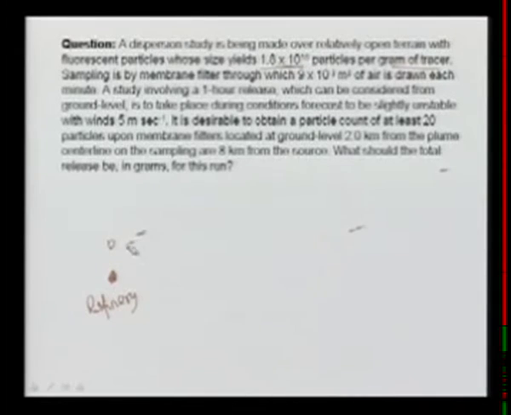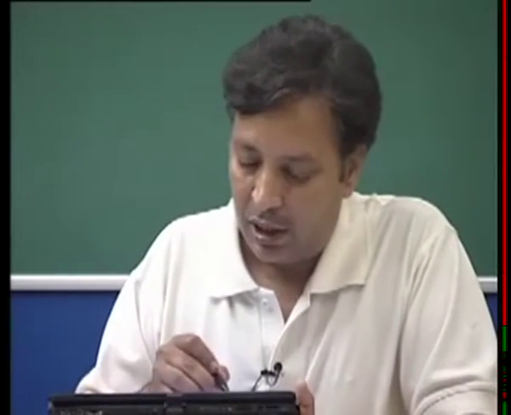What the question is about is that we are planning a tracer study, and we are saying how much tracer quantity we need to put in the system so that it should be emitted out. So, we will read it again. A dispersion study is being made over relatively open terrain with fluorescent particles whose size yields 1.8 into 10 to the power 10 particles per gram of tracer. If I am using only 1 gram of tracer, how many particles will be emitted? 1.8 into 10 to the power 10.